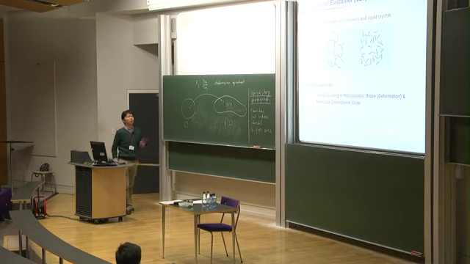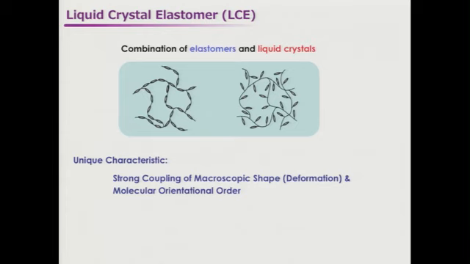Okay. So Antonio gave a nice introduction of this material, liquid crystal elastomer. This is a combination of elastomer and liquid crystals. And a unique feature of this material is a strong coupling of macroscopic shape and molecular orientation order. So today I will focus only on the nematic elastomers.